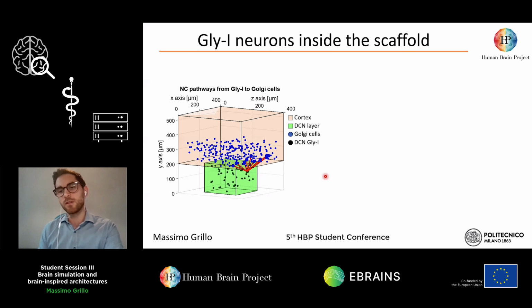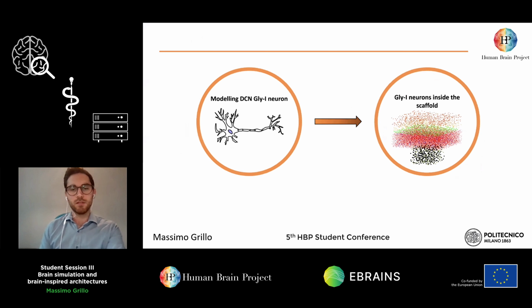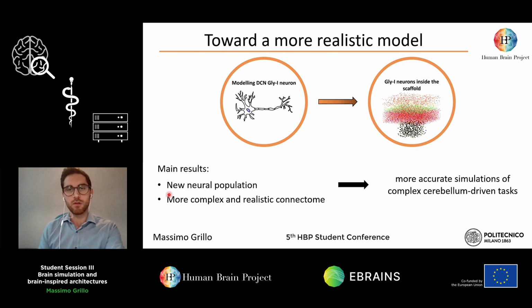And looking at the functional property of this connection, a glycinergic burst, which lasts around 50 milliseconds, causes a huge suppression in Golgi cells. So to sum up, thanks to this reconstruction of the nucleocortical pathway, there is a new neural population in existing cerebellar scaffolds, and we have a more complex and realistic connectome, which could be very useful when simulating complex cerebellum-driven tasks.